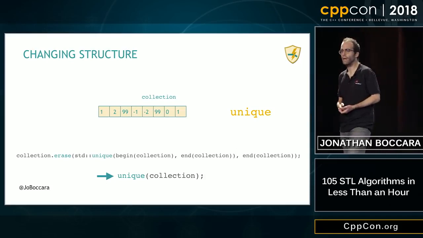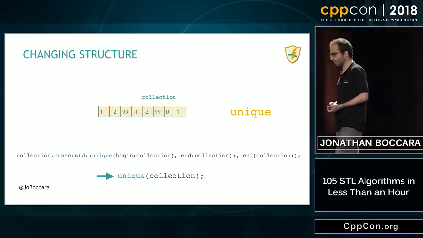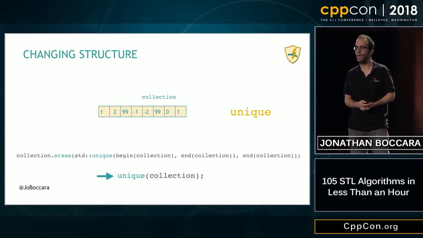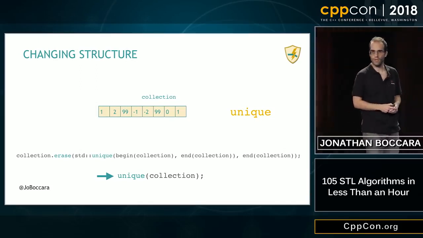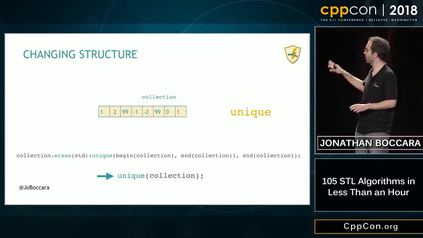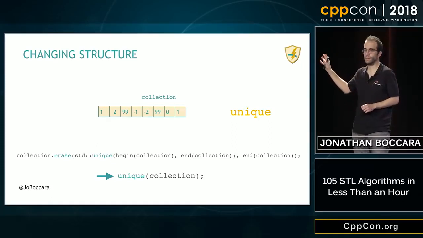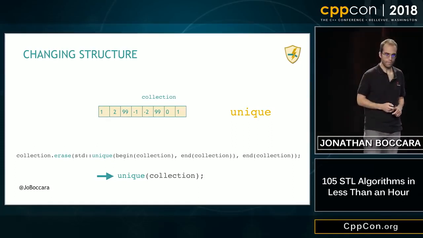I've got a question there. Sorry, I couldn't hear that. Indeed, 1 was not removed. That's a good observation, and it's not removed because there's no adjacent 1s in the collection. Thanks for that.